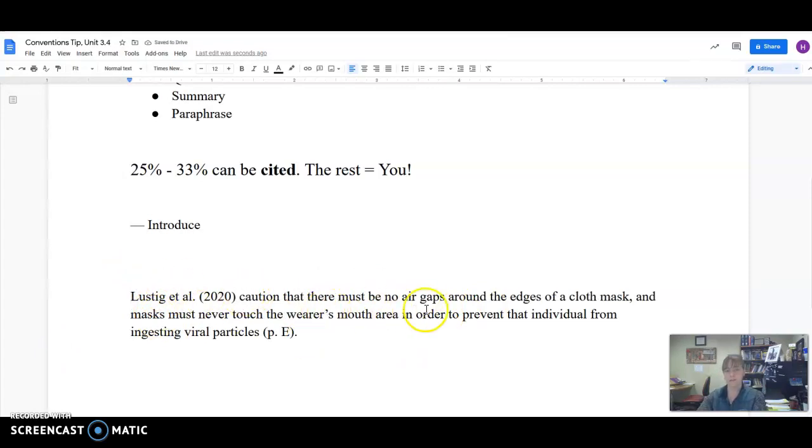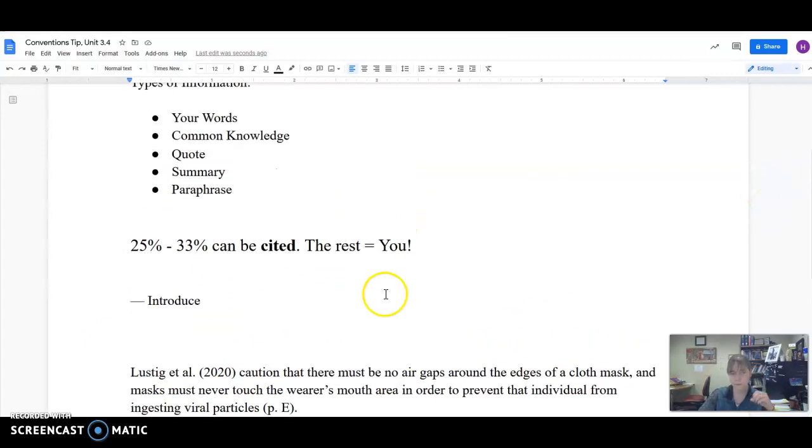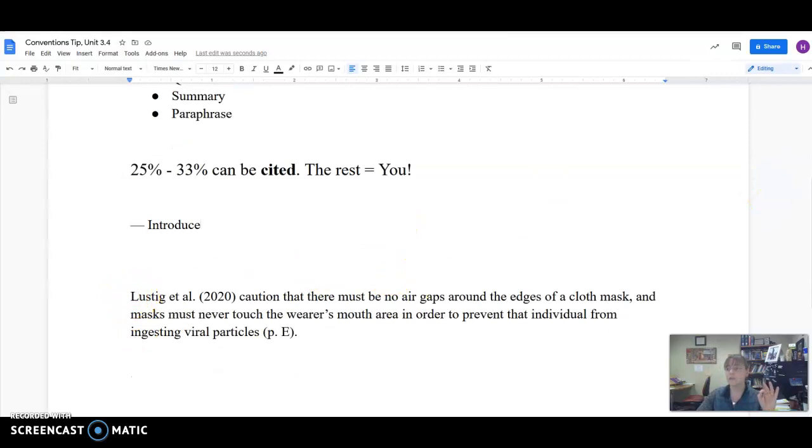Lustig cautions there must be no air gaps around the edges of a cloth mask, and masks must never touch the wearer's mouth area in order to prevent that individual from ingesting viral particles. Okay, that's a little better. It's still not great. We'll get there. Okay, I need to introduce this quote. I need to help us understand how did we get to talking about air gaps, and how did we get to keeping a mask from touching the wearer's mouth.